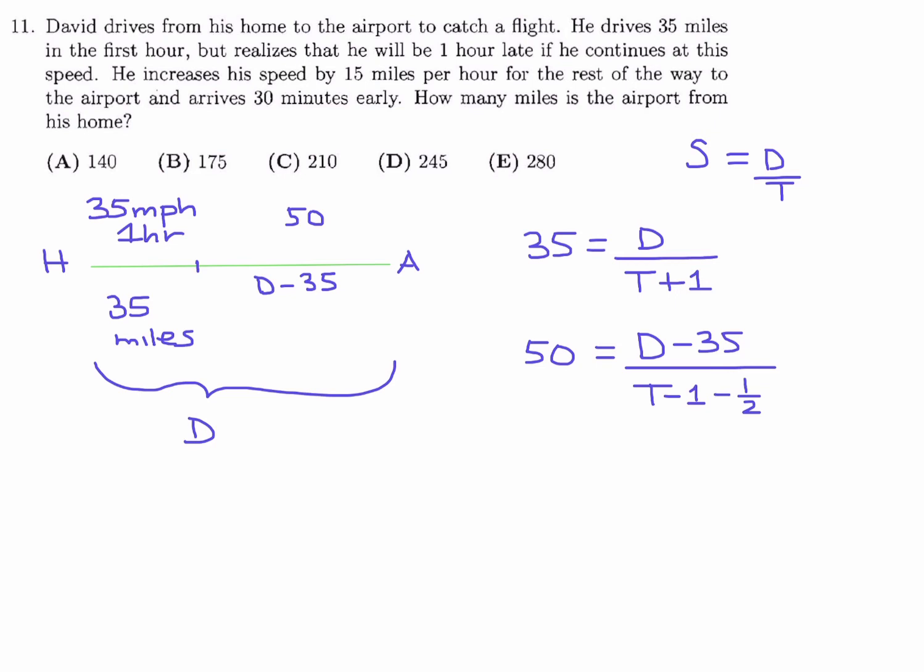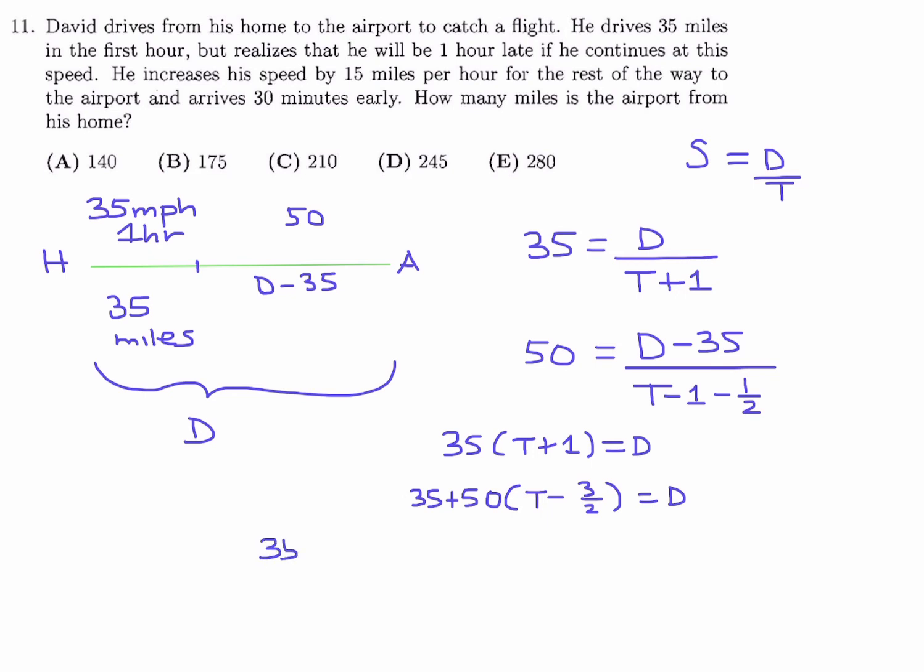So we have two equations, two variables, and we can easily solve. From the first one, we get 35 times (t plus 1) is equal to d. Second equation, we get 50 times (t minus 3 over 2) is equal to d minus 35. If we put the 35 on the other side, we can get rid of it from this side. And there we go. We got d is equal to two different things, so set them equal to each other.